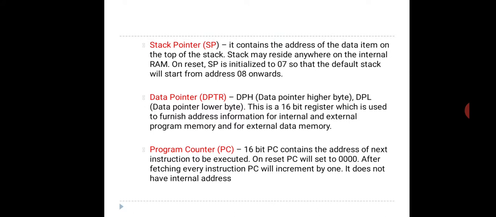So now on reset, what happens in the program counter? On reset, the program counter will be set to 0000. It means after fetching every instruction, the program counter will increment by 1. It does not have an internal address. So as I mentioned, the program counter will hold the address of the next instruction to be processed, to be executed, and if reset is pressed, it will hold 0000. And after fetching an instruction for the microcontroller, for the execution, the program counter will automatically increment by 1.